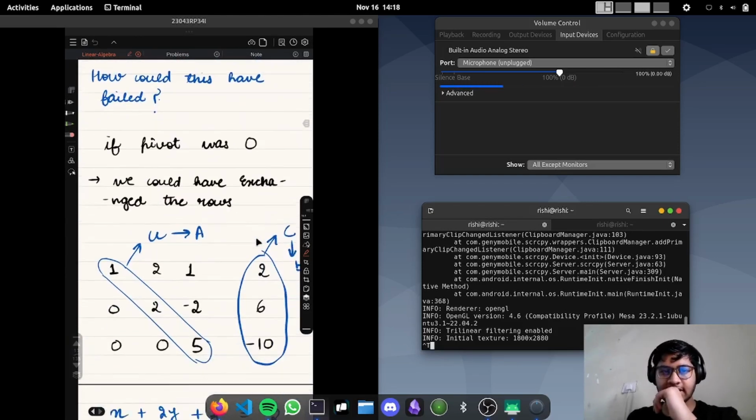So how could this have failed if the pivot was 0? First, the pivot is defined as a non-zero difference point, so it can't be 0. But why can't it be 0? Because you can't multiply it and subtract from something to make another entry 0. So it should be a non-zero point.